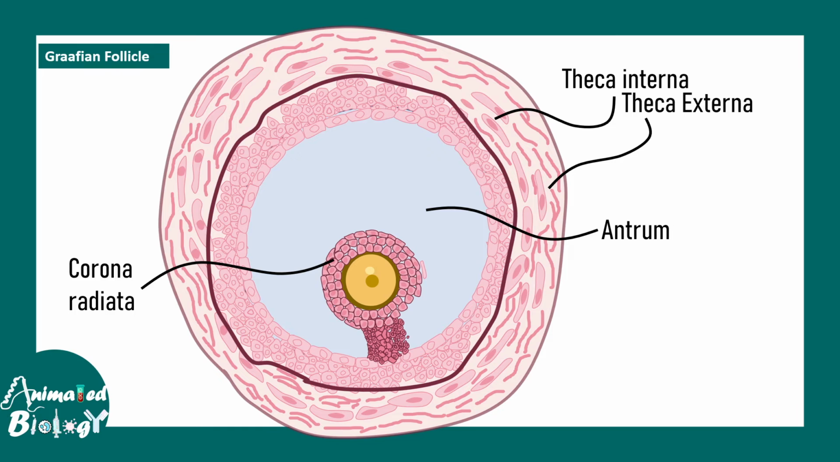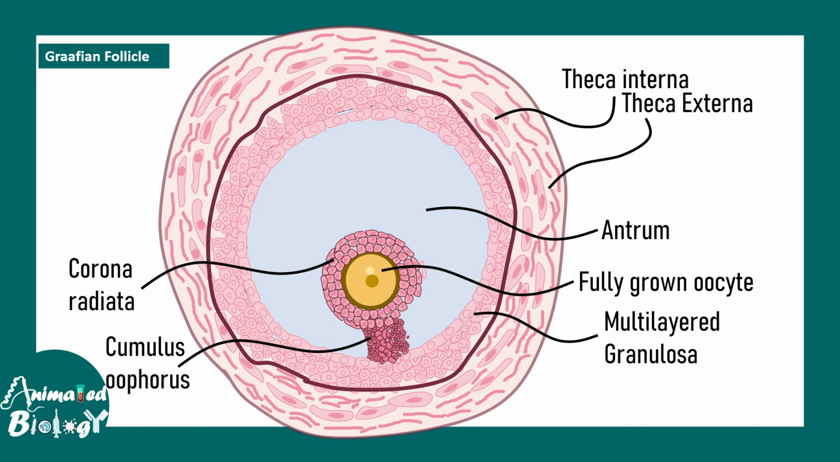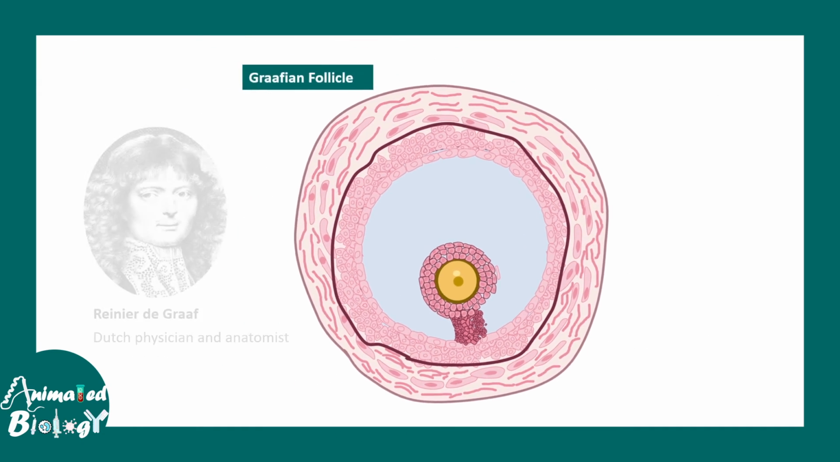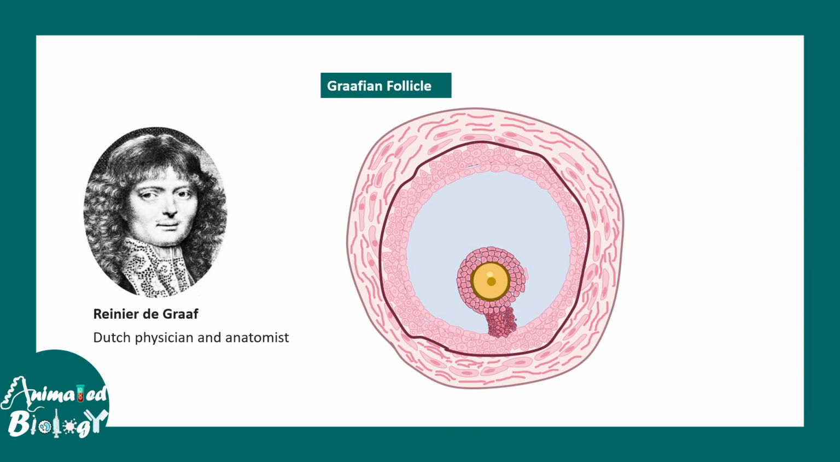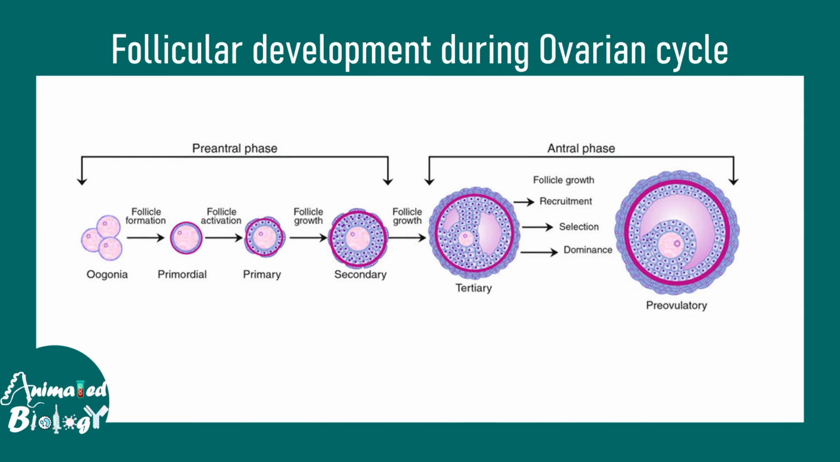Corona radiata is surrounding layer of granulosa cell around the oocyte. Cumulus oophorus is kind of like a stalk which is holding these oocyte in position, and there is also multi-layer granulosa cells present. So the oocyte is fully mature at this point. It is known as Graafian follicle, I mean, due to the name of Reiner de Graaf, which was a Dutch physician.